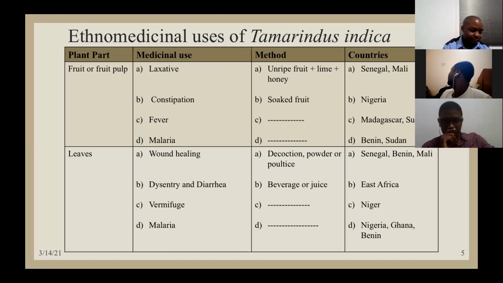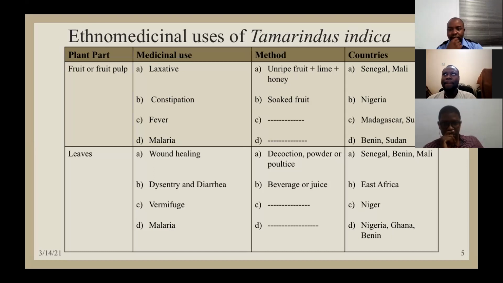Here captures the ethnomedicinal uses across African countries and the methods the countries use in the treatment of different ailments. Now, the fruit or pulp is used as a laxative. It is used in the treatment of constipation, fever, and malaria.